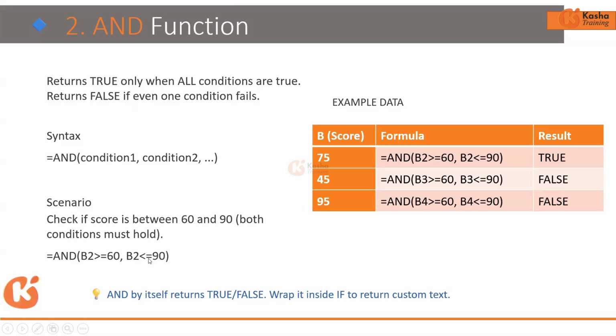Here you can see 75 is obviously greater than 60 and less than 90 also, so it is true. Now here it is 45. You can see 45 is less than 60, so it's false. Now it is 95. My condition is that it should be greater than or equal to 60 and less than or equal to 90. This is 95, so again this is false. So this is what the second function, the AND function, is.